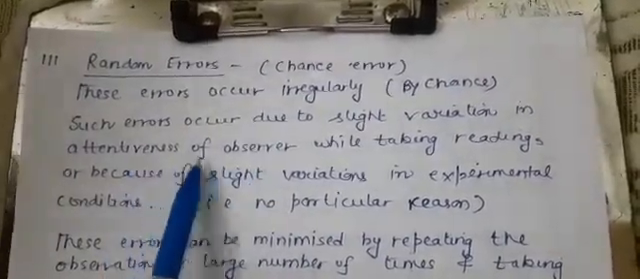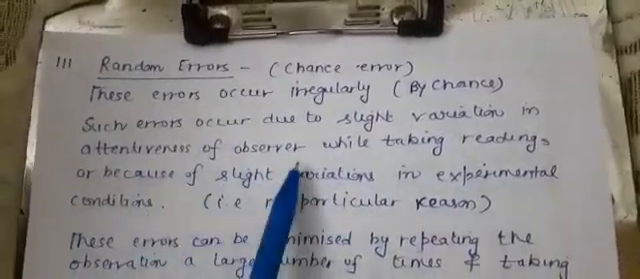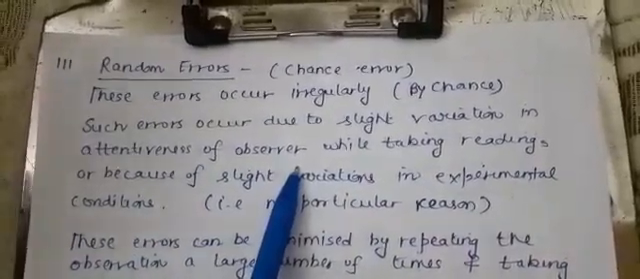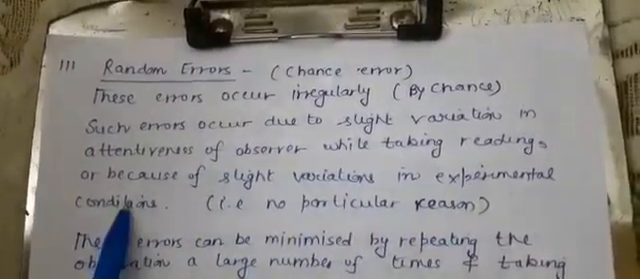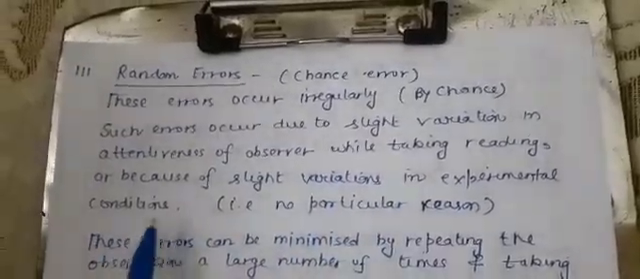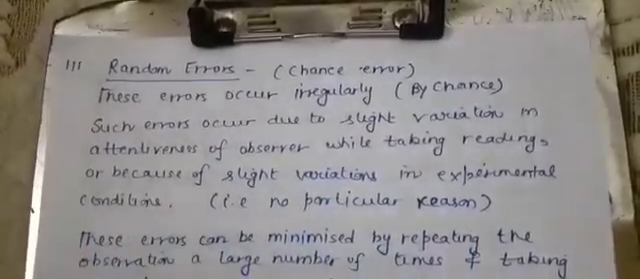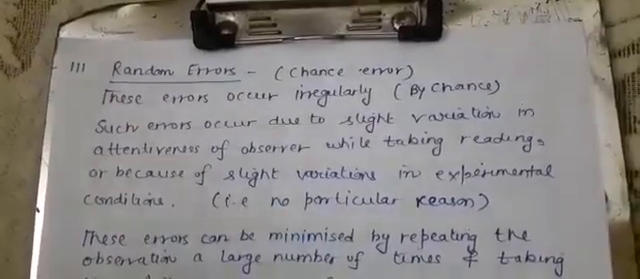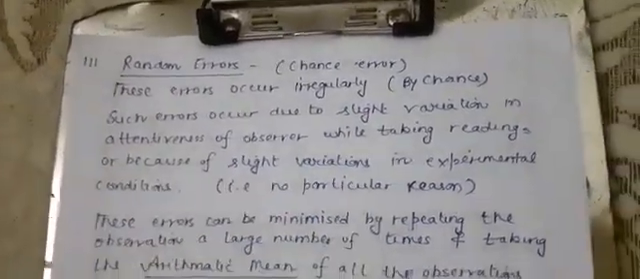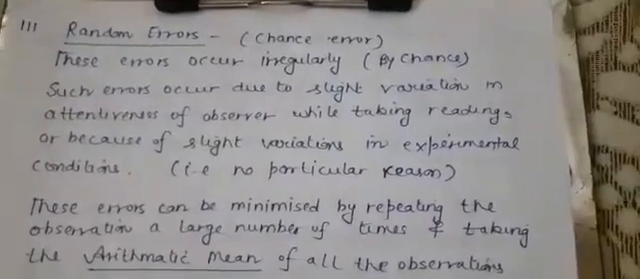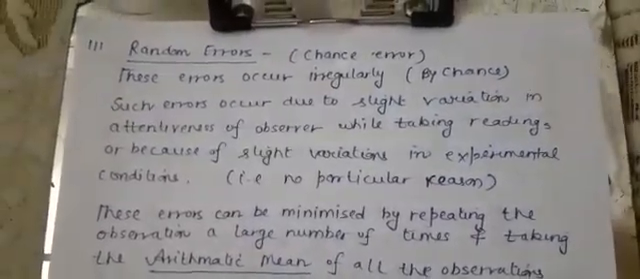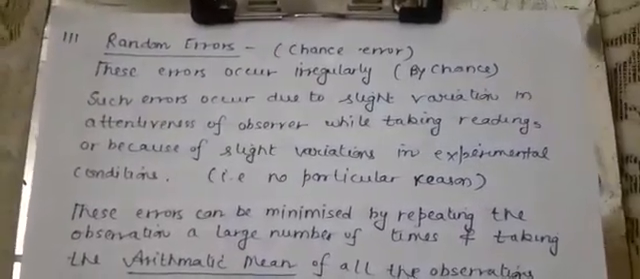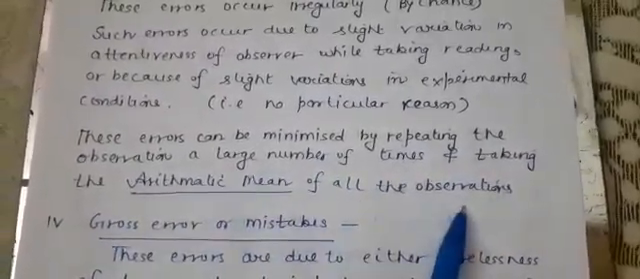So these errors arise due to variation in attentiveness of an observer while performing the experiment, while taking the readings, or because of slight variation in experimental condition. In a nutshell, we can say there is no particular reason for this kind of error. So how can we minimize it? The only process is to take a number of observations and take their arithmetic mean. So this can be minimized by repeating the observation a large number of times and taking the arithmetic mean of all the observations.